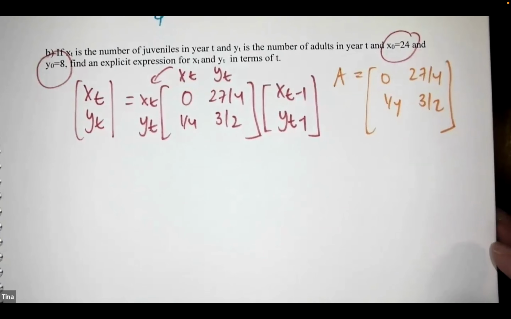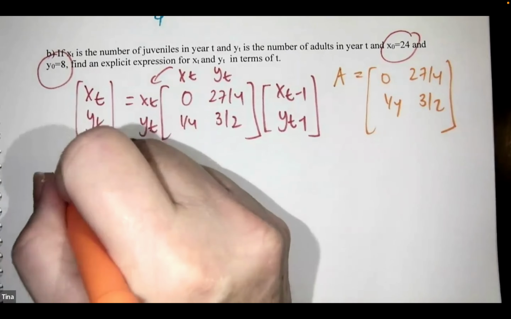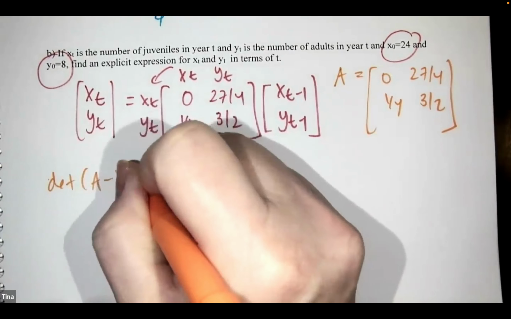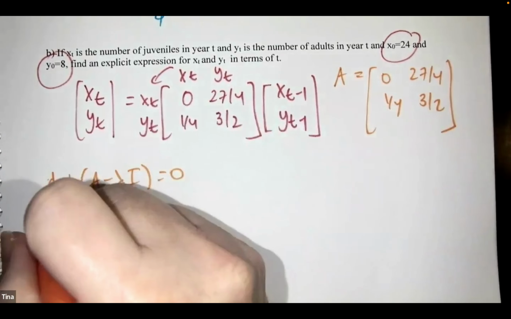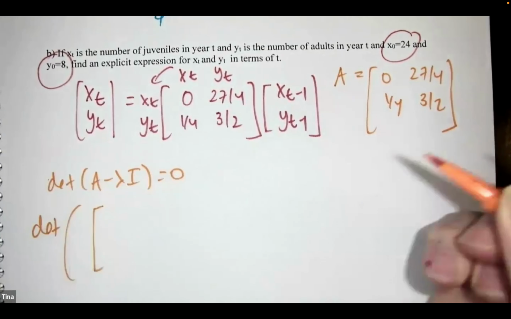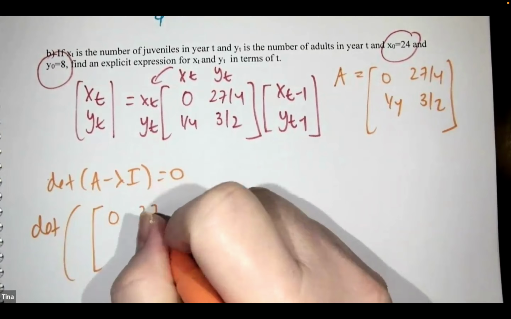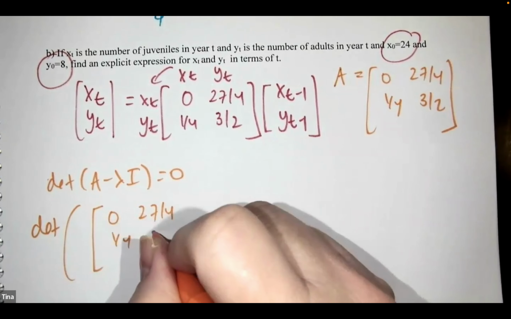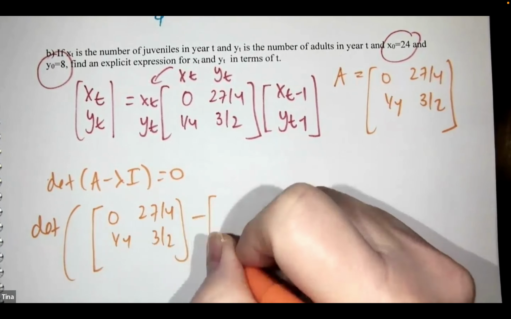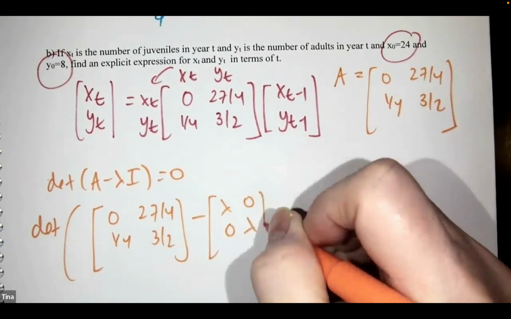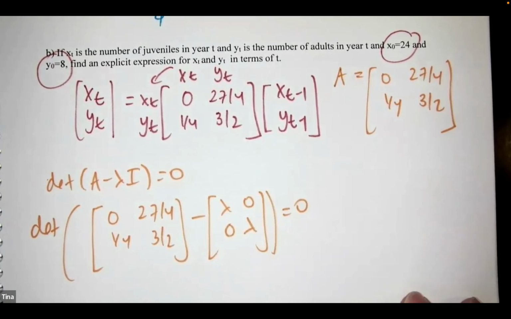Okay, well, you know what we're going to do, right? We're going to find our eigenvalues, find our eigenvectors, and then get our solution. So it's going to be all the same as normal, like that A minus lambda I equals 0. So we take our A, minus lambda times I equals 0.